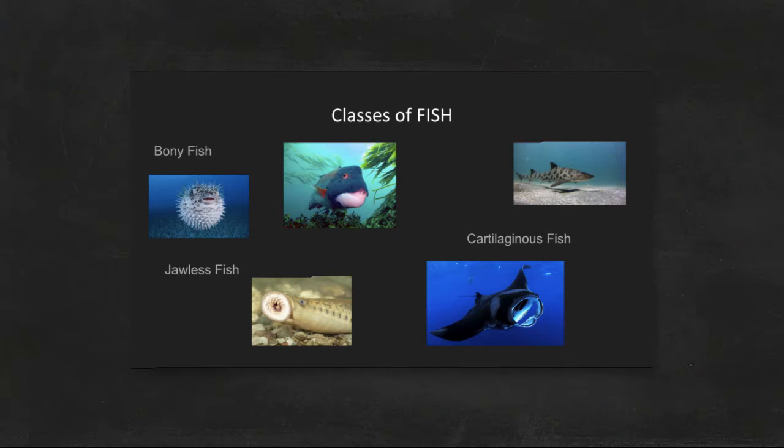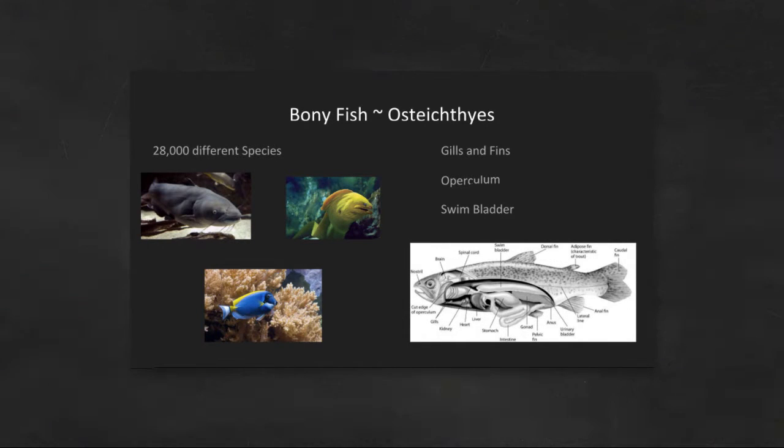There are 3 main classes of fish, and they are bony fish, jawless fish, and cartilaginous fish. Bony fish are also known as osteichthyes. There are 28,000 different species of bony fish in the world. And traits that they share and have in common is that fish all have gills, which allow them to breathe. They all have fins, which allow them to swim, an operculum, which is a bony plate that protects their gills, and a swim bladder, which controls their buoyancy in the water.